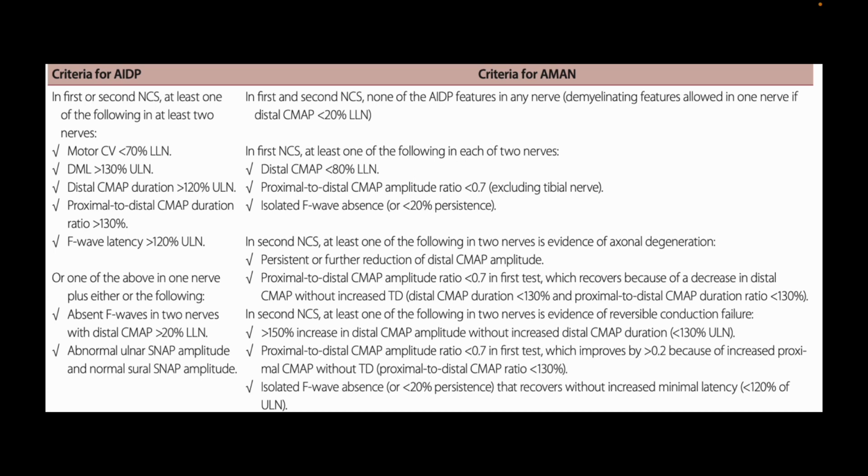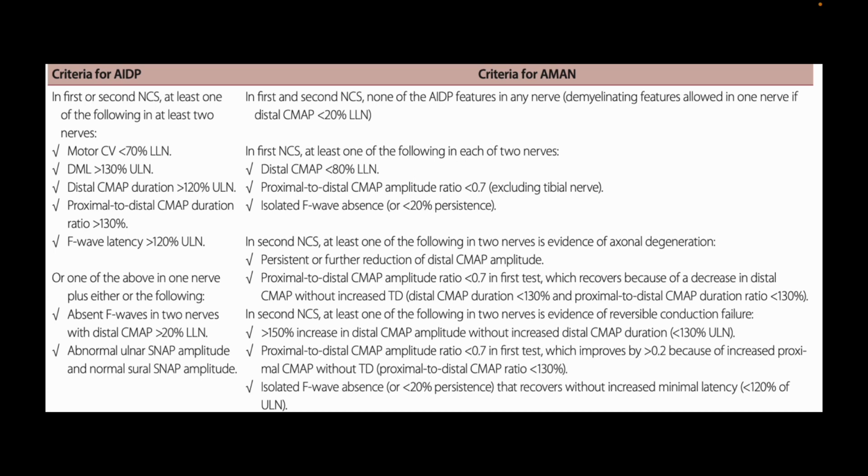Isolated F wave absent for less than 20% persistent. The absence or significant reduction in the F wave indicates an inability of the nerve to conduct impulses back to the spinal cord, pointing towards an axonal dysfunction. In the second NCS, there must be evidence of axonal degeneration, persistence or further reduction in the distal CMAP, recovery of the proximal to distal CMAP amplitude ratio from less than 0.7. An initial reduction with subsequent improvement indicates there is some axonal regeneration.